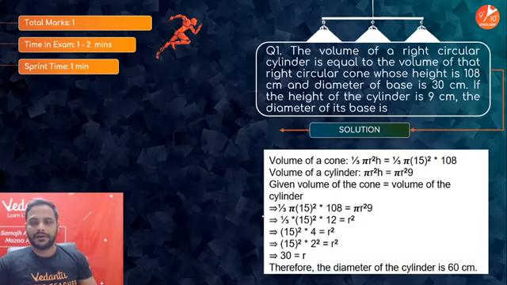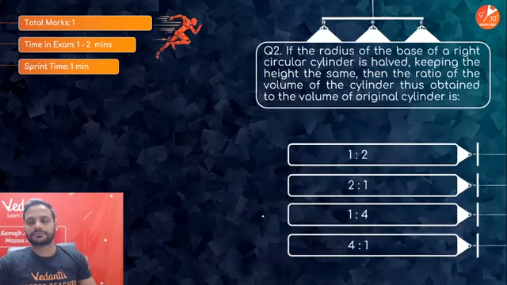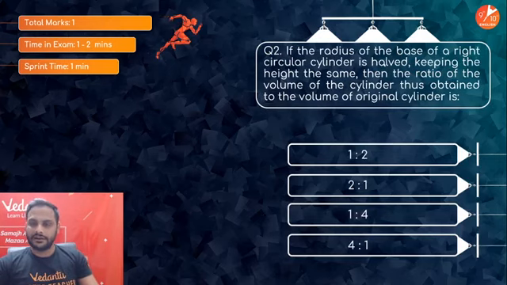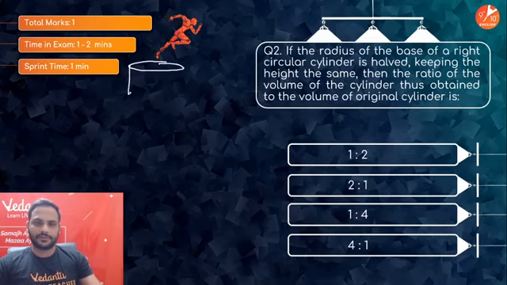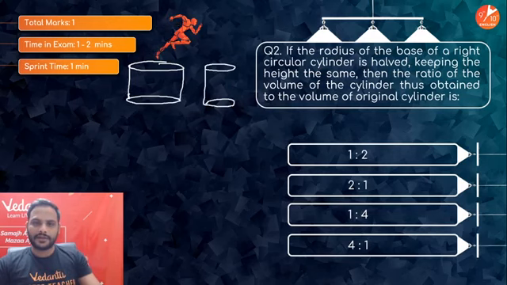All right. Now next question. The radius of the base of a right circular cylinder is halved, keeping the height the same. Then find the ratio of the volume of the cylinder thus obtained to the volume of the original cylinder. So we have the original cylinder. This is the original cylinder. Now what we have done, keeping the height the same, is make the radius half.